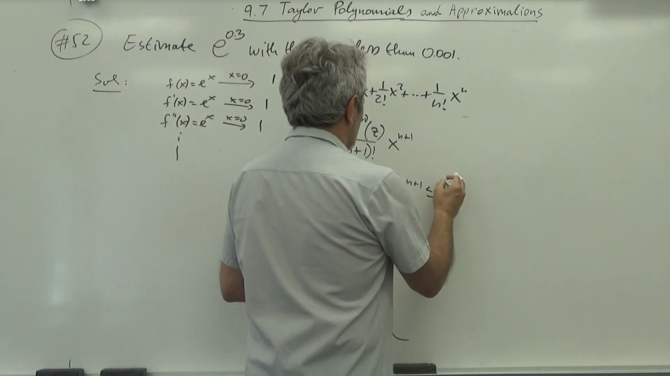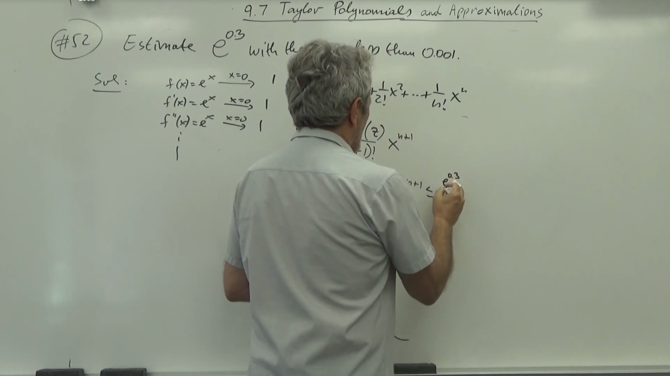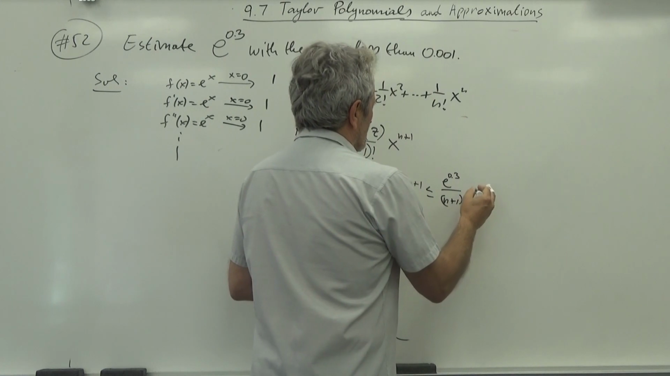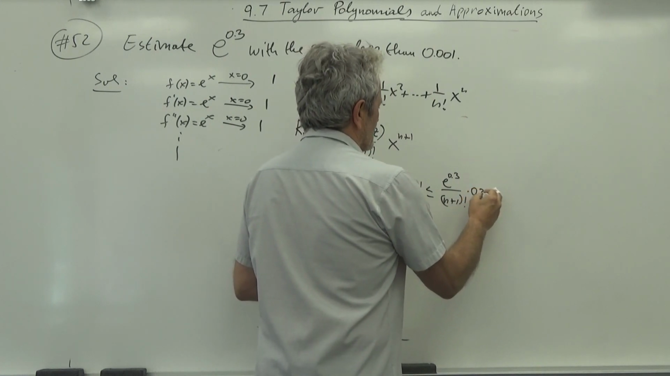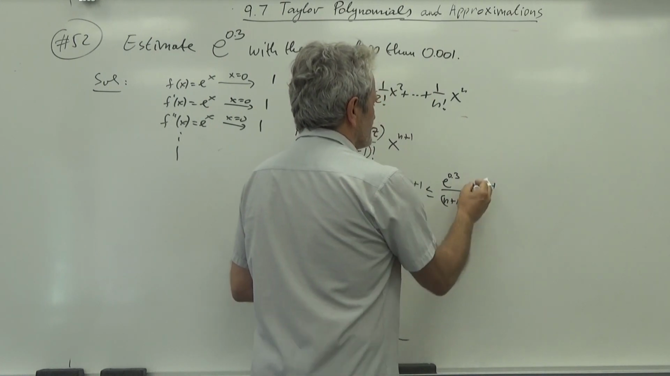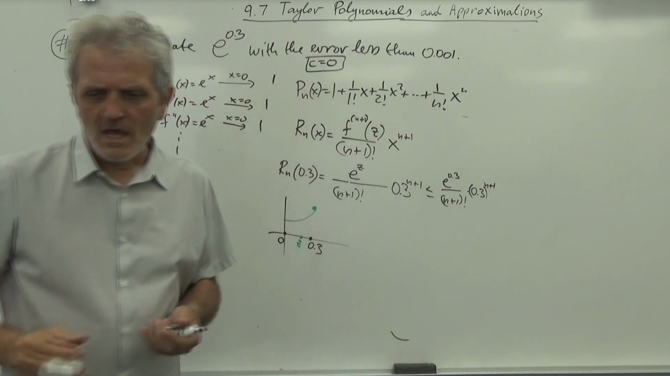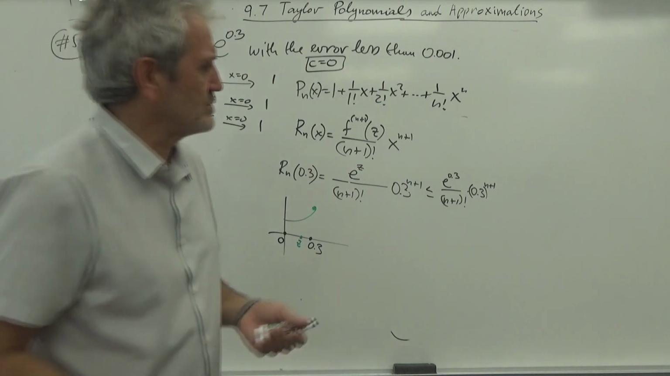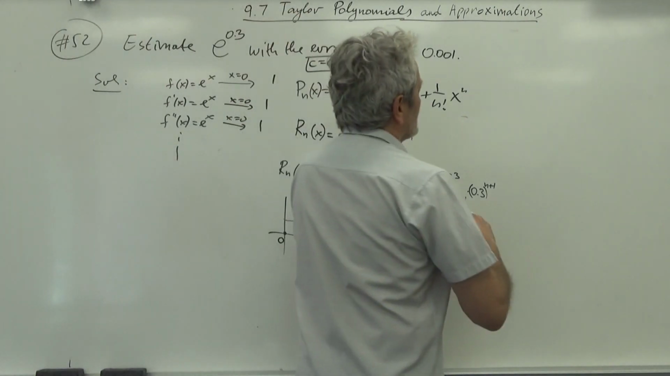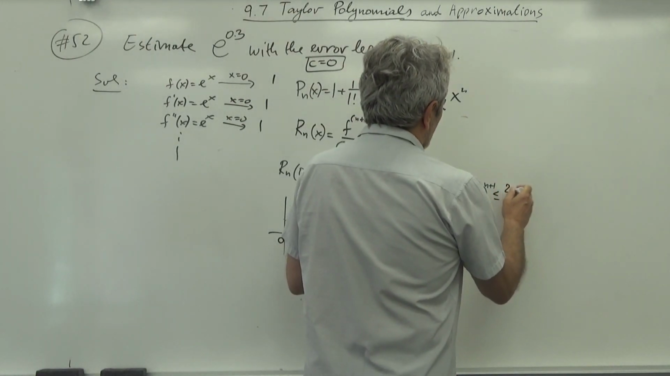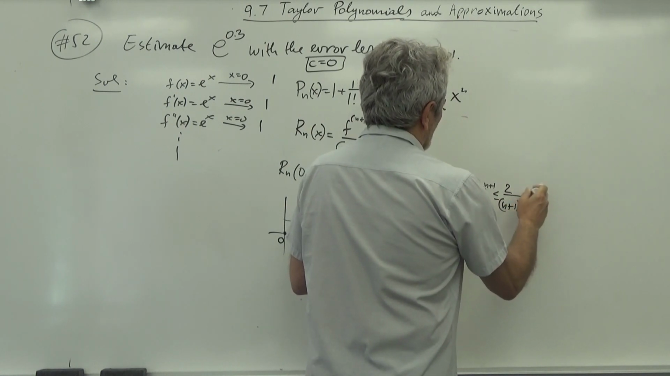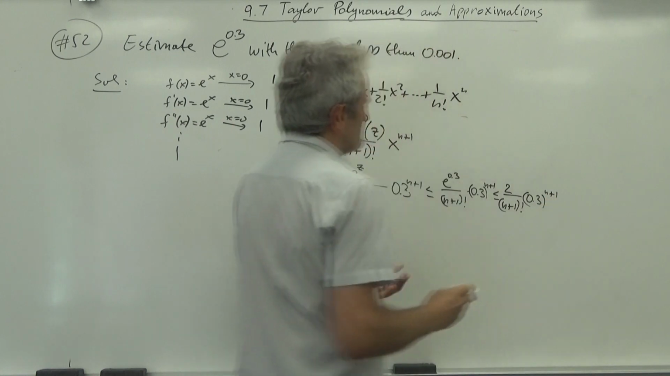e to the 0.3 or n plus 1 factorial times 0.3 to the n plus 1. Here it is. And then e to the 0.3 is less than or equal to, you can see that. So generally that's less than or equal to 2 over n plus 1 factorial, 0.3 to the n plus 1.